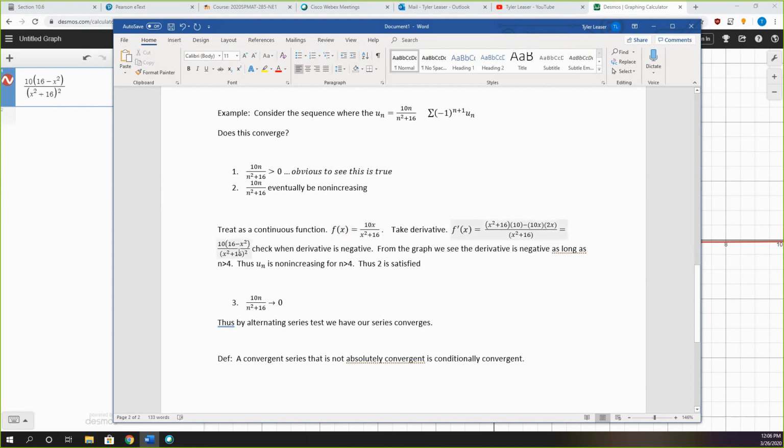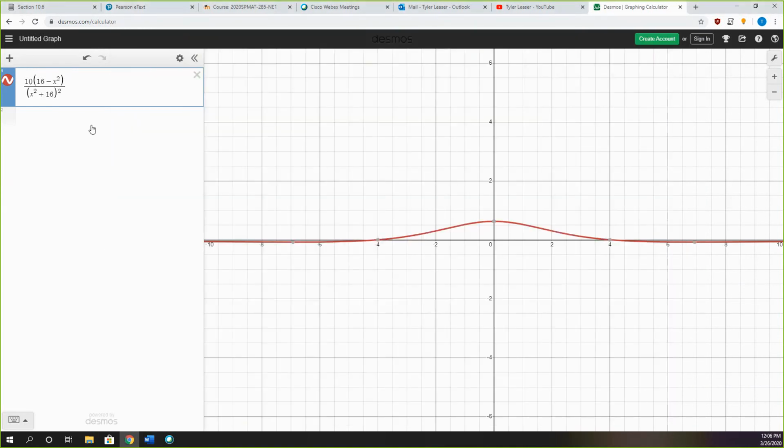I think the easiest way to check to see if a function is negative is to use the calculator or use a graph. So I graphed it over here in Desmos. Here's our derivative, 10 times 16 minus x squared, divided by x squared plus 16, all squared. As I'm looking at positive index values, notice that it's actually above 0 between 0 and 4. So it starts off increasing, but after 4, I am below the x-axis, so I'm decreasing as long as my index values are beyond 4.